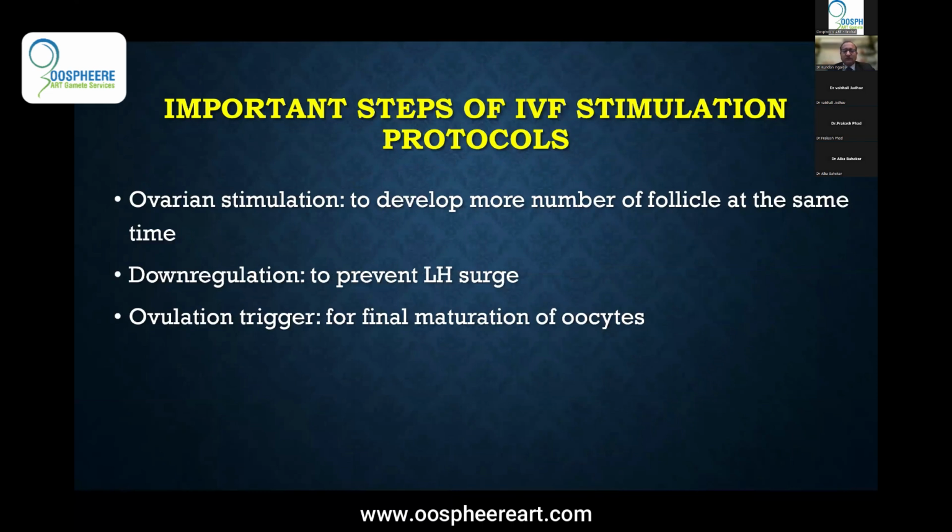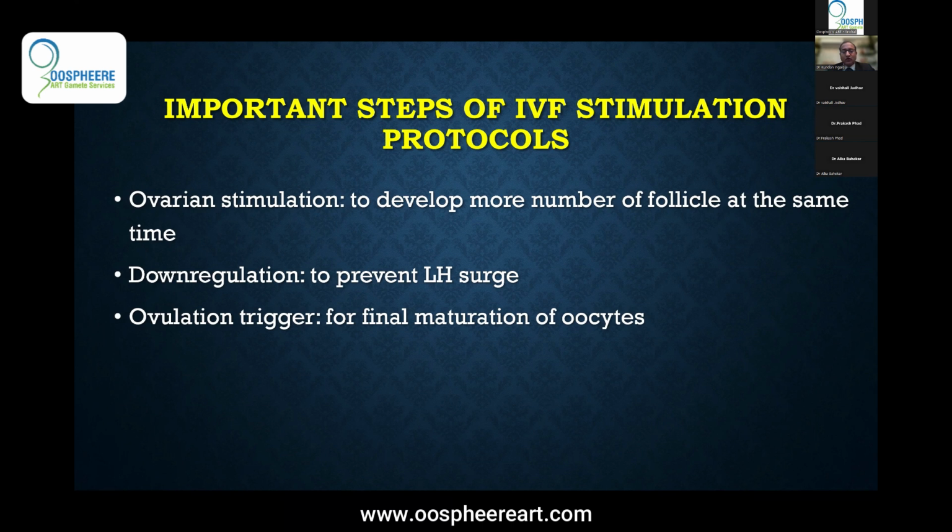Now, there are three parts when it comes to protocols. One is to stimulate the ovaries with the help of gonadotropins. Second, you downregulate the pituitary, most commonly done with a GnRH antagonist, or it can be done with a GnRH agonist. A third agent which is used nowadays is progesterone. That also we're going to touch upon.